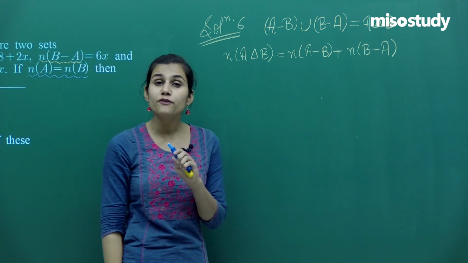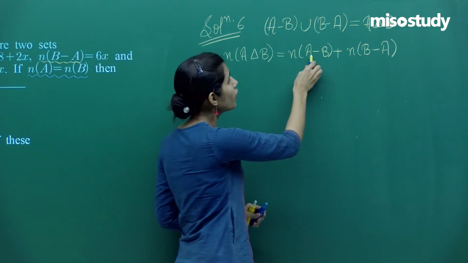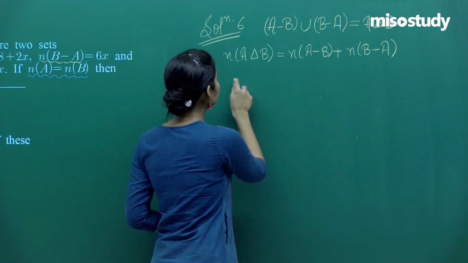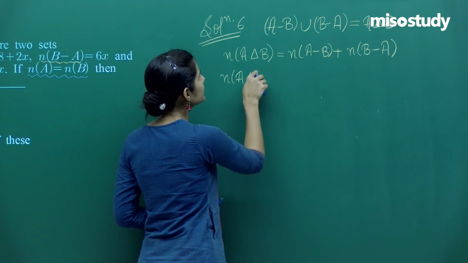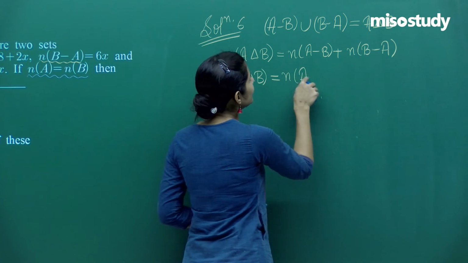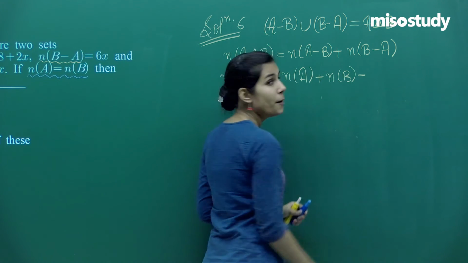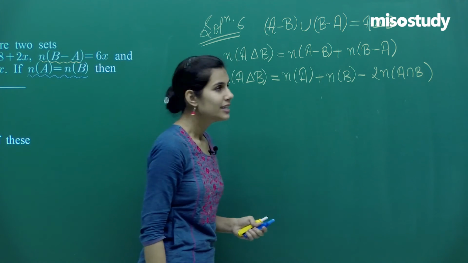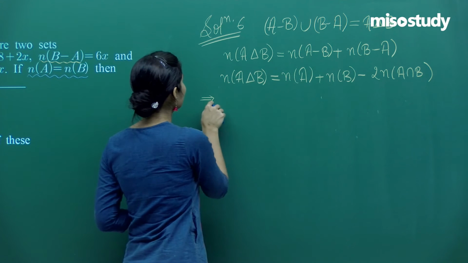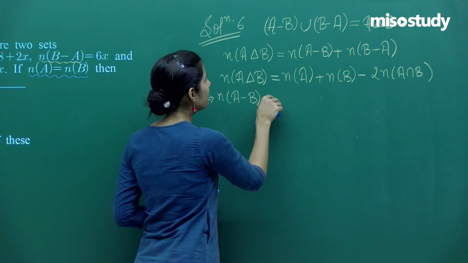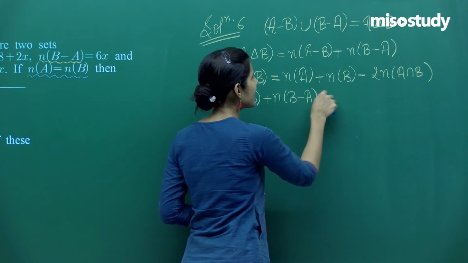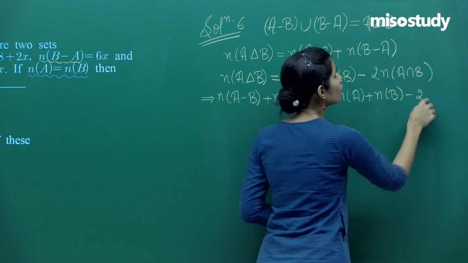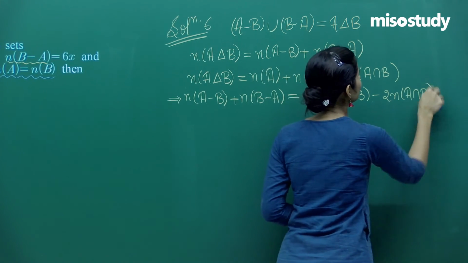But we also had another form of this formula, which we derived with the help of the formulas for the number of members in A minus B and in B minus A, which was that the number of members in A symmetric difference B is equal to the number of members in A plus the number of members in B minus twice the number of members in A intersection B. Therefore, by this and this, you get that the number of members in A minus B plus the number of members in B minus A is equal to the number of members in A plus the number of members in B minus twice the number of members in A intersection B.